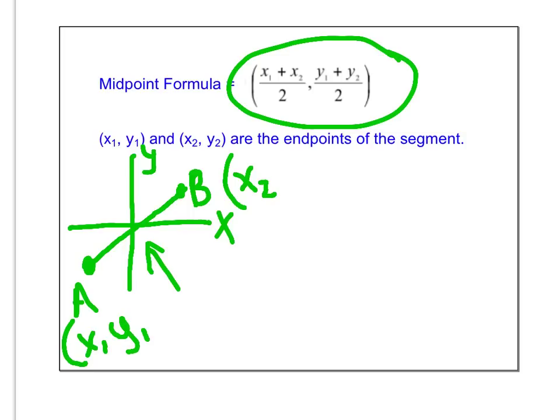So if point A has a y value of y1 and point B has a y value of y2, add those together and divide by 2. You will get the exact middle of, and I'm just going to say it's right there, the exact midpoint or middle of the segment.